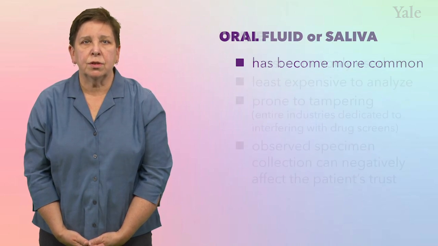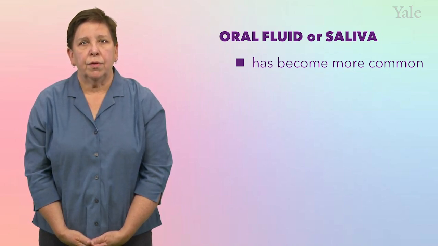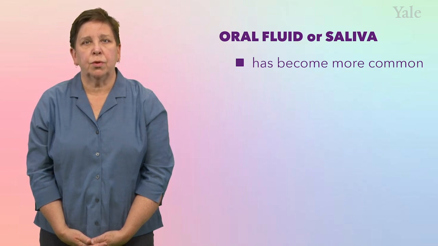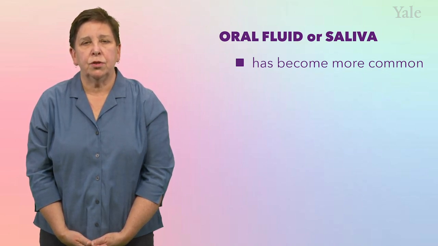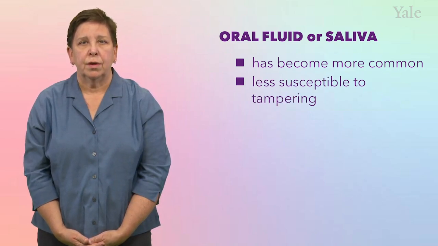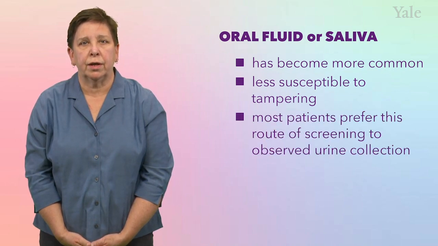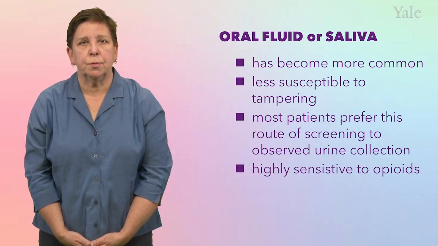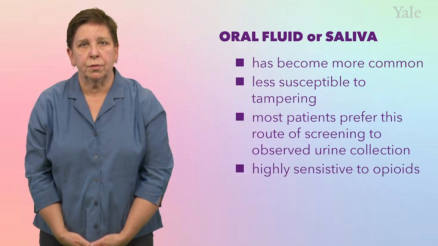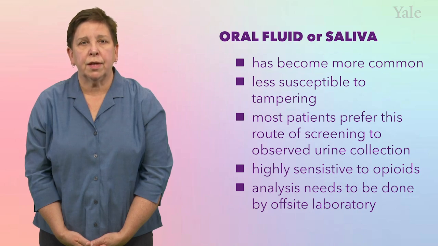In the past decade, the use of oral fluid or saliva testing has become more common. For this analysis, the specimen collection is done with oral swabs and can be collected by the patient, nurse, or provider, making it less susceptible to tampering than urine. Understandably, most patients prefer this route of screening to observed urine collection. Another positive aspect is that it is highly sensitive and specific for methadone and opioids of abuse. The downside is that this type of testing does require a specimen analysis to be done by a qualified off-site laboratory.